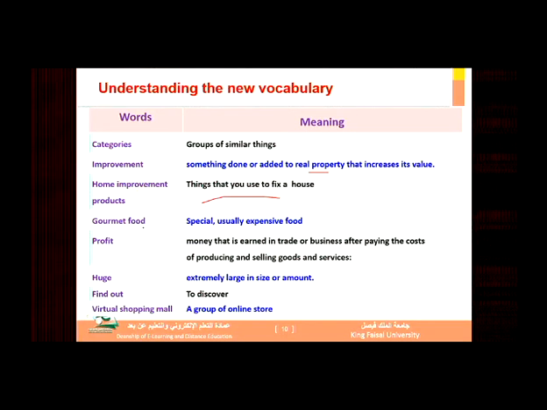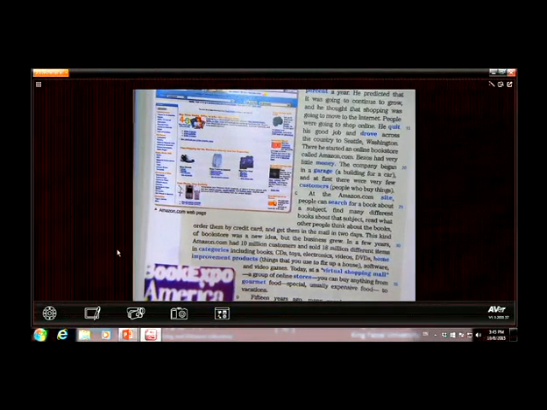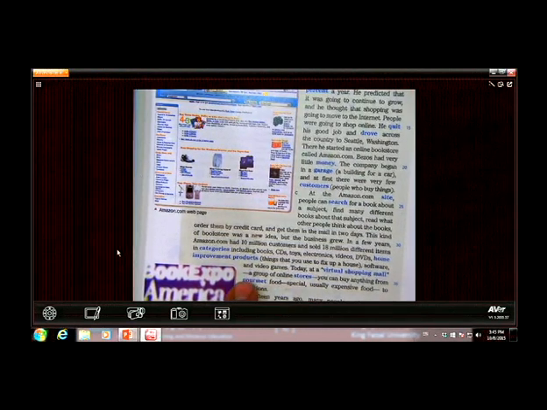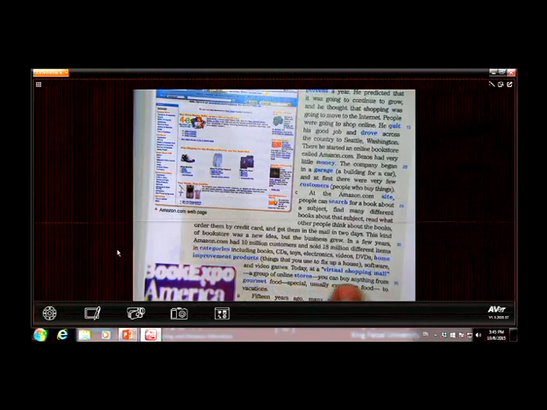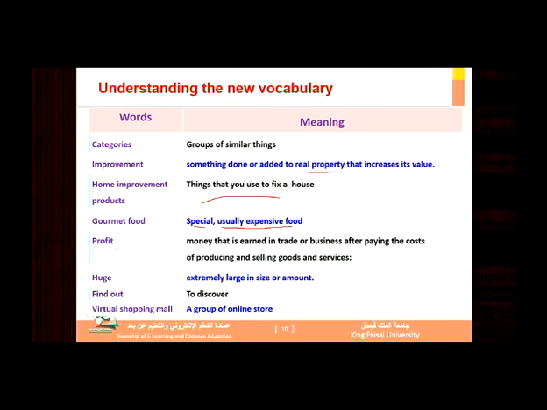Now gourmet food is a kind of food that is very expensive, or a very special kind of food that is usually expensive to buy. We have come across the word gourmet food in our article. So you can buy anything from gourmet food, which is a special, usually expensive kind of food. Okay, again, we go back to the article.